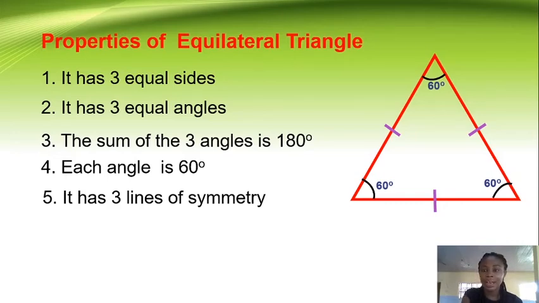Next, lines of symmetry. Line of symmetry 1, when you fold it there, it will give you two equal halves. Line of symmetry 2, line of symmetry 3.